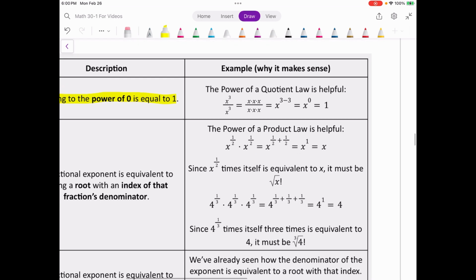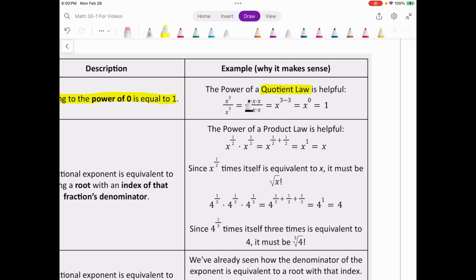Why? Drawing on the power of a quotient law is helpful. When we have, for example, x cubed over x cubed, we know that that equals 1, right? It's something over itself. X cubed divided by itself is going to equal 1. Anything divided by itself equals 1. But how do we recognize this as being the same as x to the power of 0?